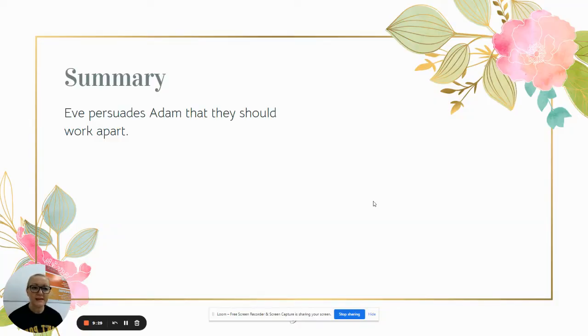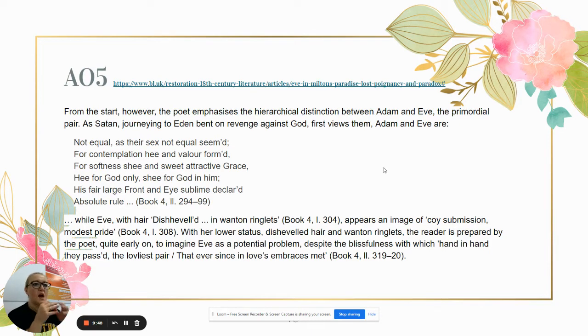Okay, so in the next section, Eve persuades Adam that they should work apart. So I've just copied into here a little link from the British Library. If you haven't used the British Library as a resource for both AO5 and AO3, you should. There's just tons of stuff in there. And you also get to see photographs, sometimes videos of original manuscripts, which is just a treat.